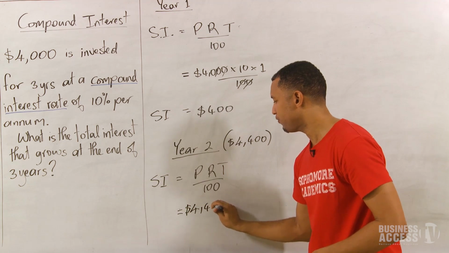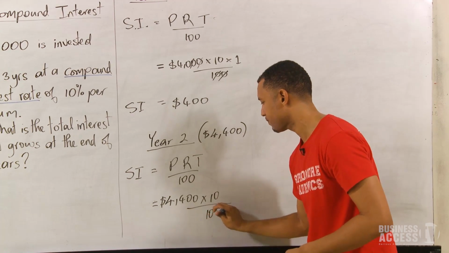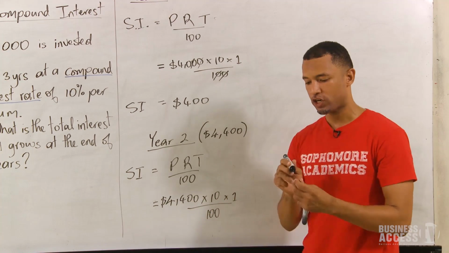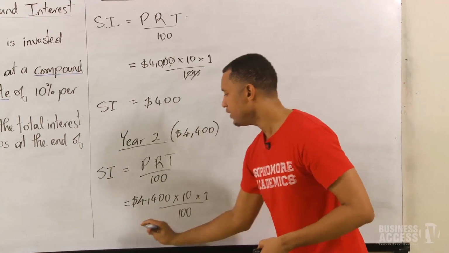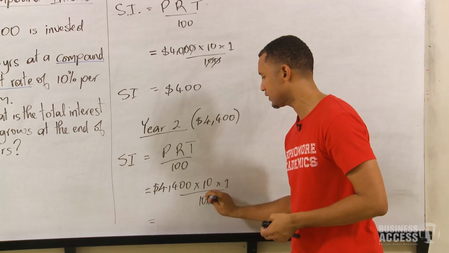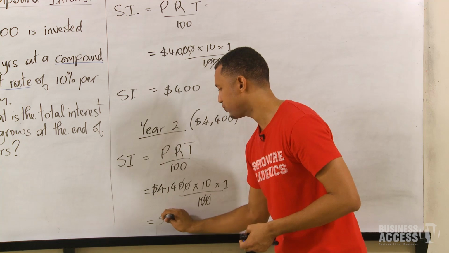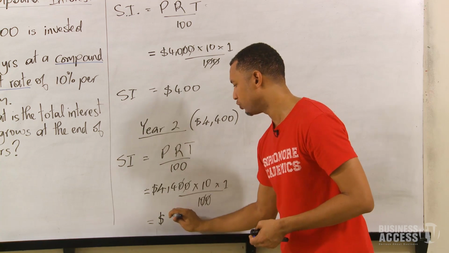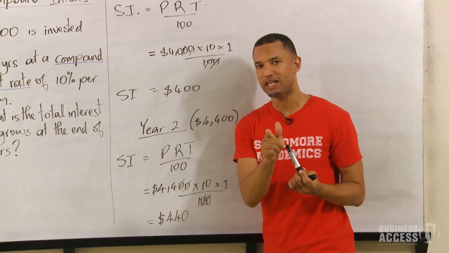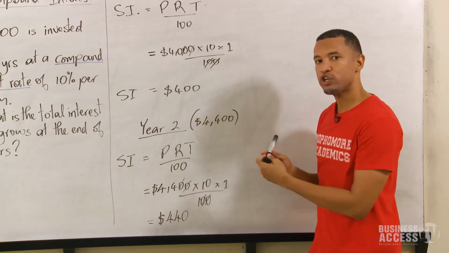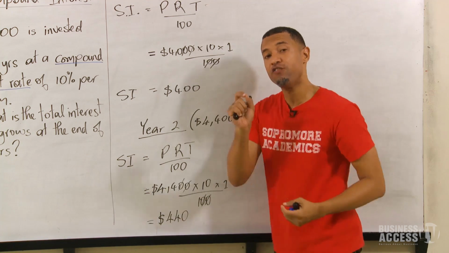So you're going to be calculating $4,400 multiplied by 10% multiplied by 1 year, because we're doing it 1 year at a time, as we said. Now, if you work this out again, cancel zeros. What is 44 times 10? 44 times 10 is equal to $440. Now, check that out. In year 1, the interest was $400. In year 2, the interest was $440.